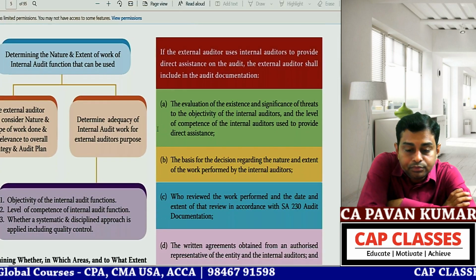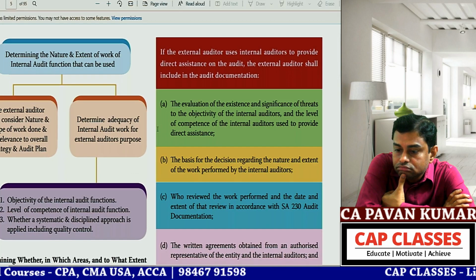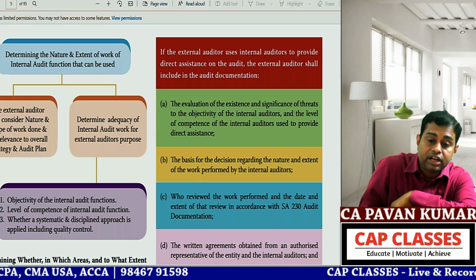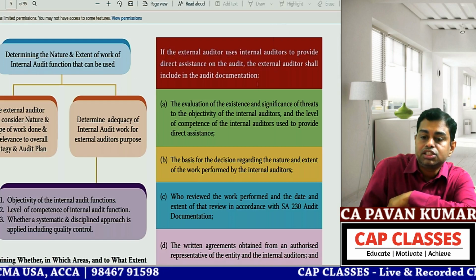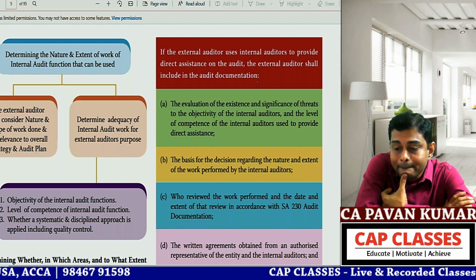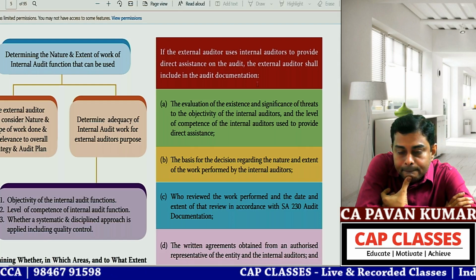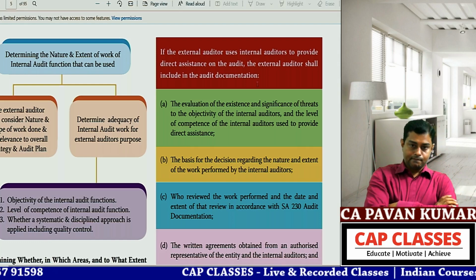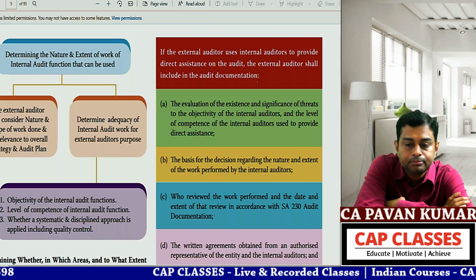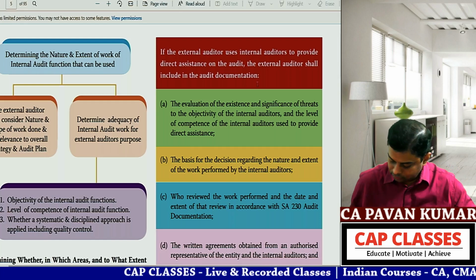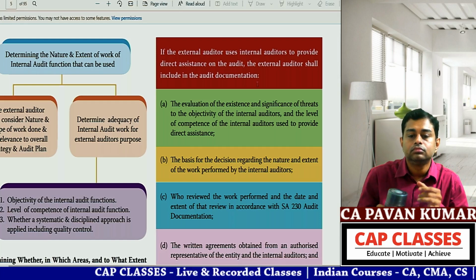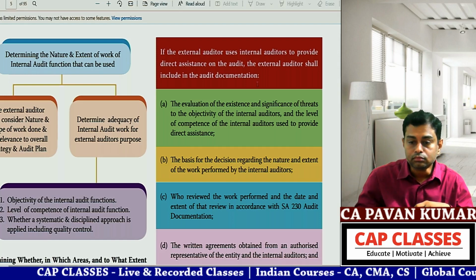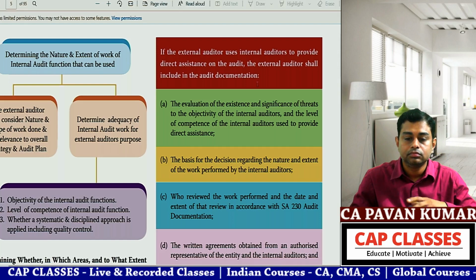Can you read this? This one, if the external auditor uses internal auditors, this documentation part. If the external auditor uses internal auditors to provide direct assistance on the audit, the external auditor shall include in the audit documentation the evaluation of the existence and significance of threats to the objectivity of the internal auditors and the level of competence of the internal auditors used to provide direct assistance.